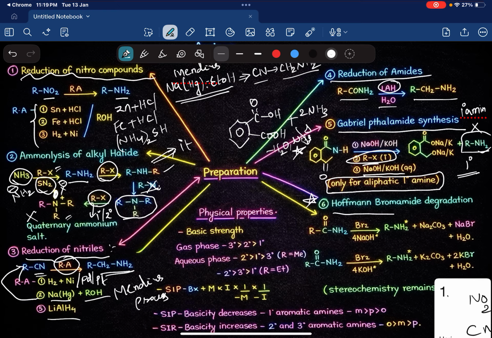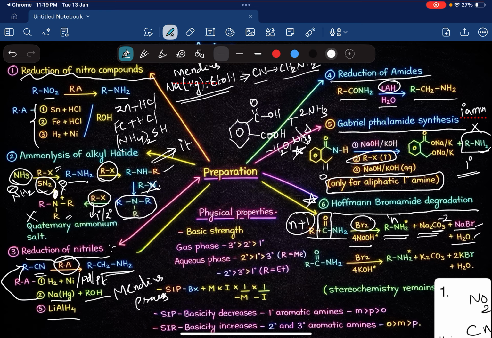Coming to the next most important reaction, Hofmann degradation or Hofmann bromamide reaction. An amide in presence of Br2 and NaOH gives a primary amine plus Na2CO3, NaBr and H2O. Here a few things you have to know. Suppose on the reactant side the number of carbons is n plus 1 and the product has only n carbons. That means the CO in the amide is converted into CO3 2 minus. This is a very important question. The amide CO comes out as CO3 2 minus, along with the remaining products.